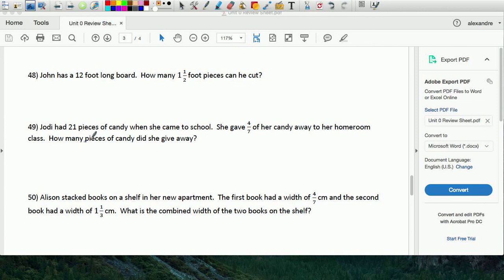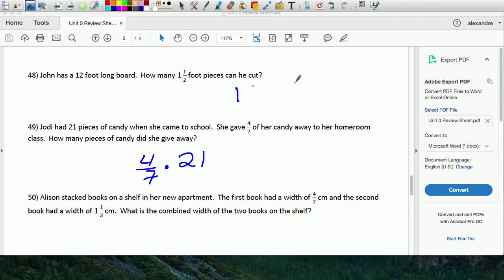21 pieces of candy. She gave 4/7 of her candy. How many pieces did she give away? All right, so imagine this for a second. You have 21 pieces of candy, and I say, I want to take 4/7 of what you have. So the operation would be multiplication. I want 4/7 of what you have. So I'm taking 4/7 of this.